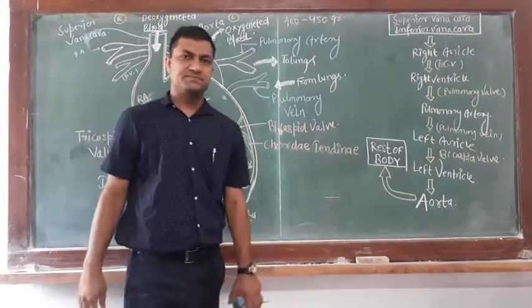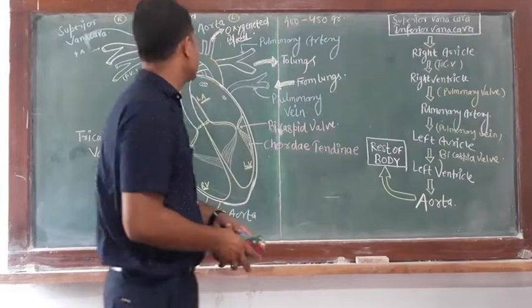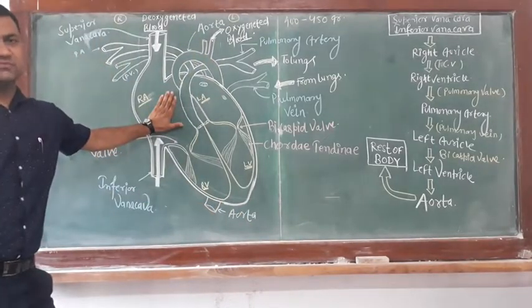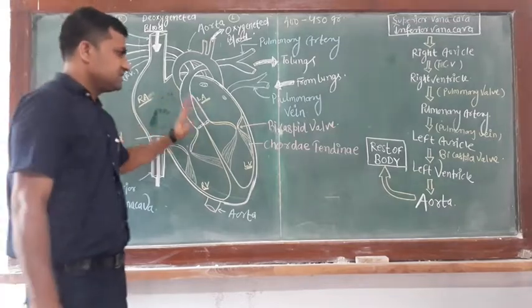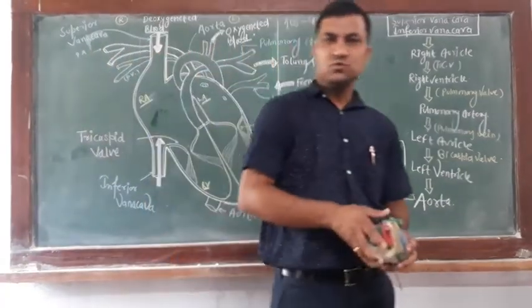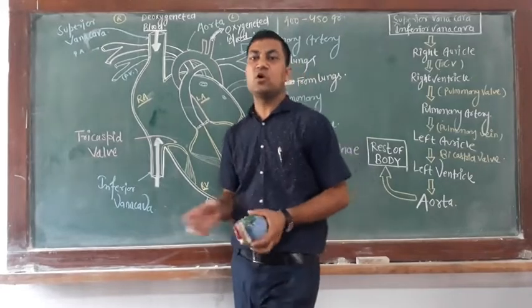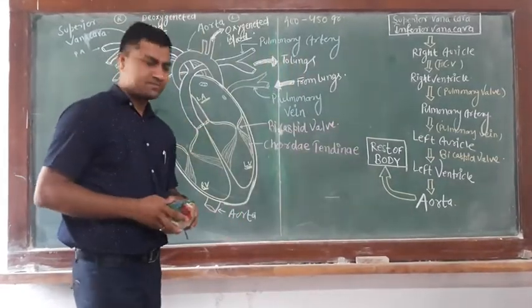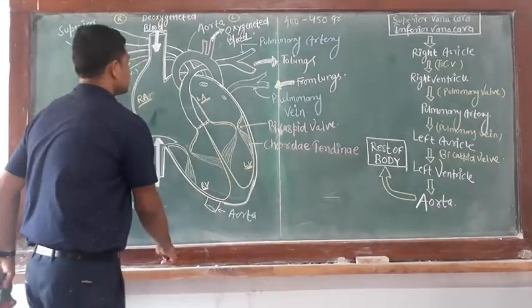Good morning, cadets. Now I am talking about the structure of the heart and the mechanism of the heart. It's a very simple process how deoxygenated blood is converted into oxygenated blood with the help of the heart. Now we are starting a simple process.